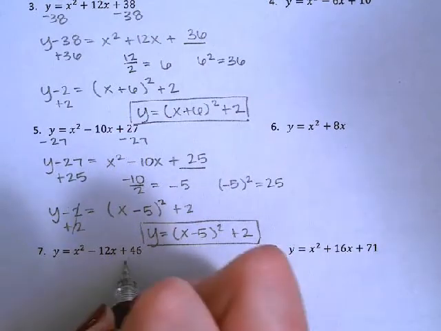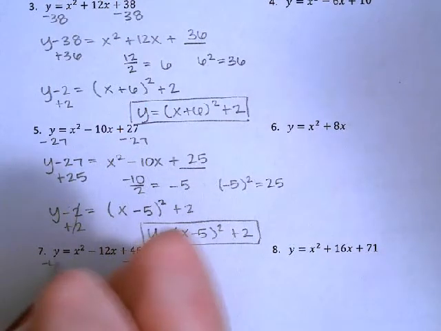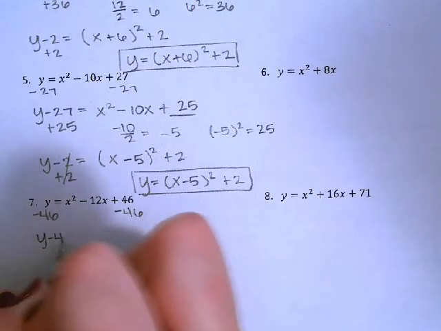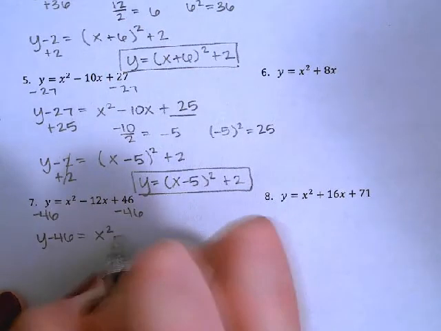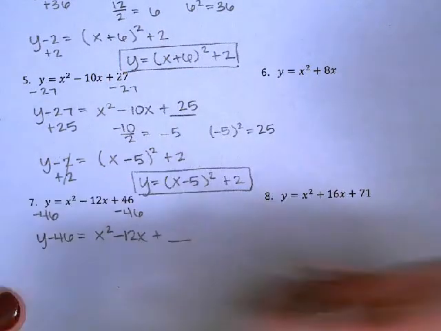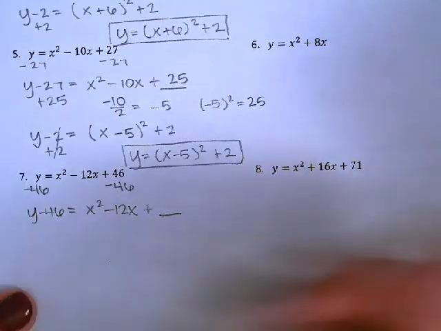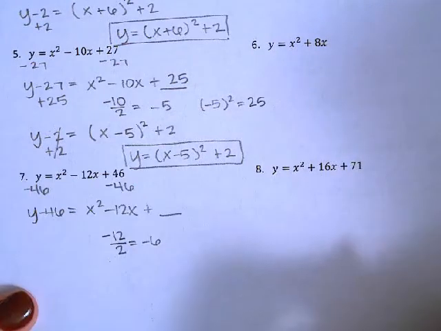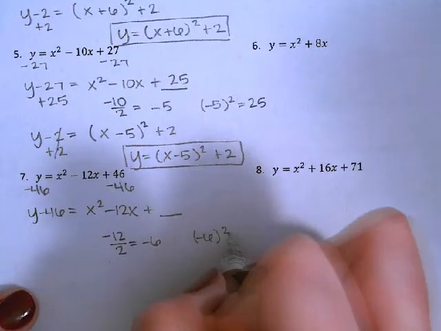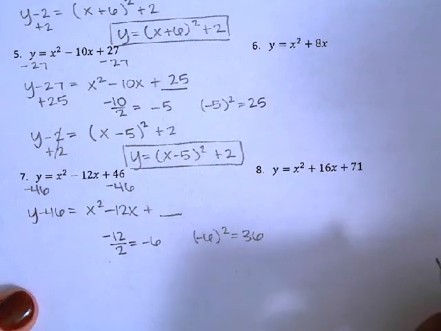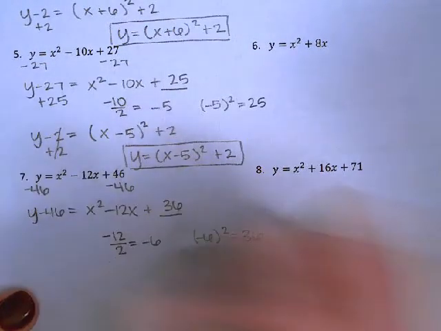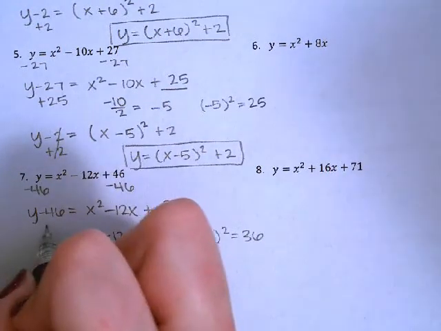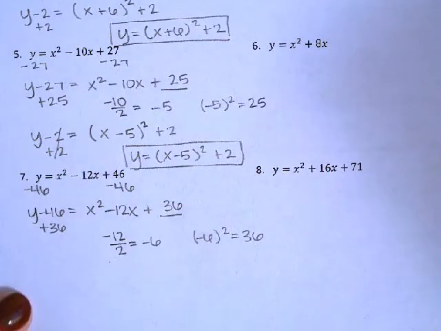All right, I'm going to go ahead and start off by subtracting the 46. Y minus 46 equals x squared minus 12x, and I'll leave a space. Negative 12 divided by 2 is negative 6. Negative 6 squared is 36. So 36 is the number that completes the square. Whatever I do to the right side, I need to do to the left side as well. So I'm going to add 36 over here.